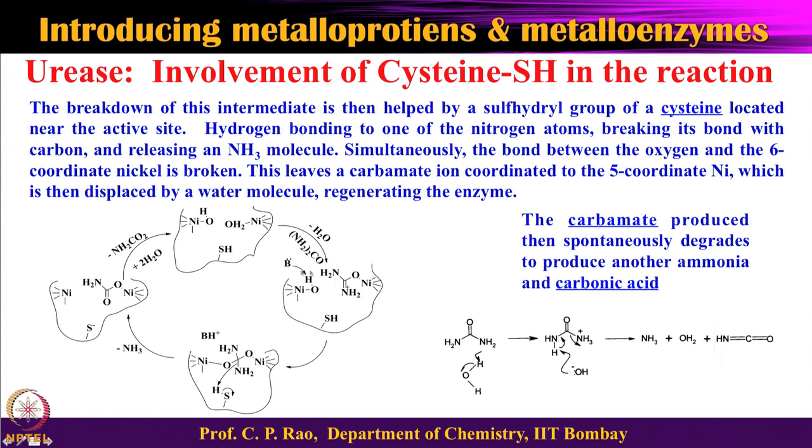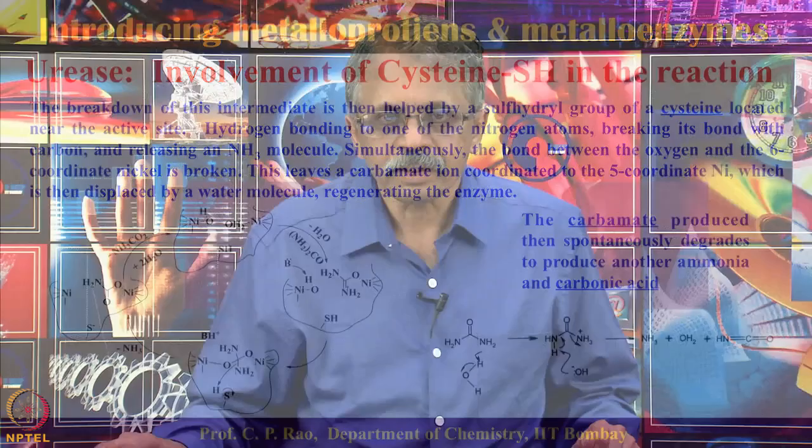So, the initial attack followed by breakage of the carbon-nitrogen bond of the urea, that is the slower kind of version. So, now we have looked at all the possible things that are there in the urease mechanism.